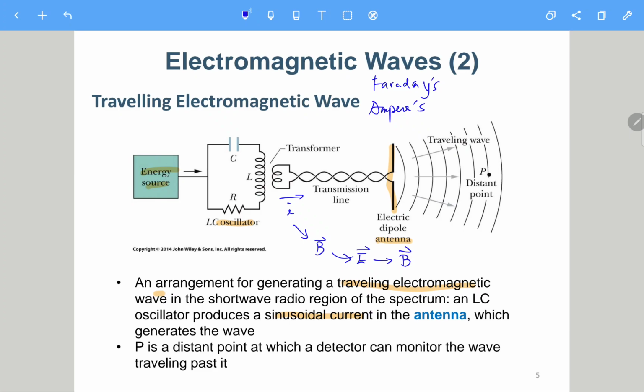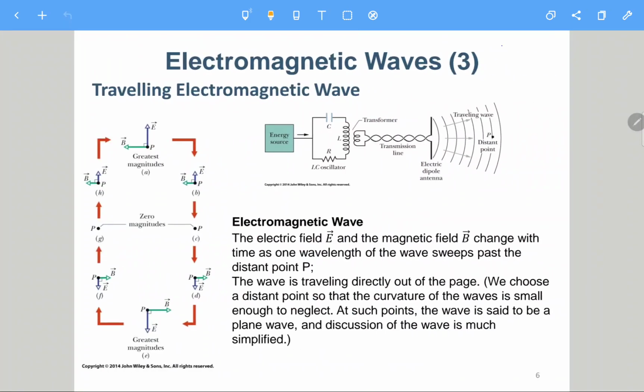And of course, if you really need the rigorous derivation, we need to derive the wave equation from the Maxwell equations, and then solve the wave equation. Then we'll know why this mechanism or this setting will generate the EM wave. And here it mentioned that P is a distant point at which a detector can monitor the wave traveling past. So P is the distant point, which means it is far away from the antenna.